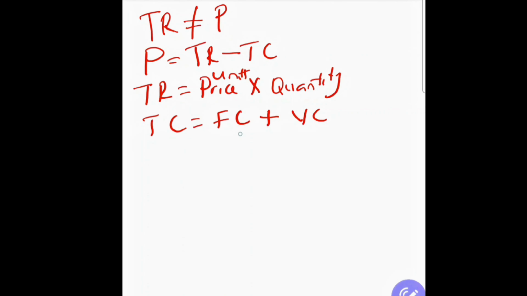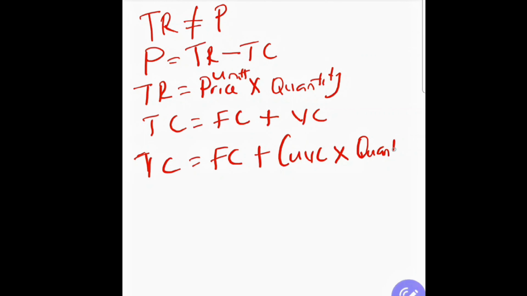Now, your total cost is fixed cost plus variable costs. Our fixed cost is always fixed, like I said. Our variable cost varies depending on the output that you produce or you bought to resell. I'll further break down this variable cost. The variable cost is always the unit variable cost multiplied by quantity. Don't forget, you're going to be needing these formulas as we go on in the calculations.